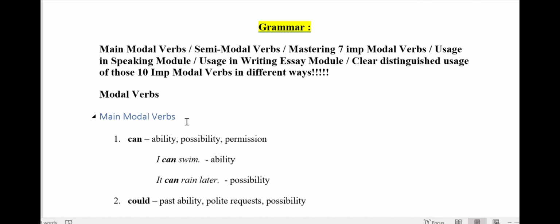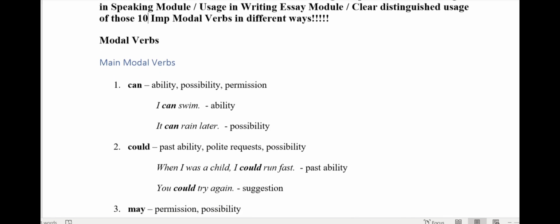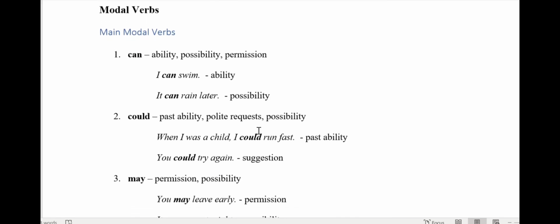So the first one is can. We use this word to show ability, to show possibility, and also to ask for permission. For example, I can swim. So that is my ability, that is my talent. I can do this. I can swim.